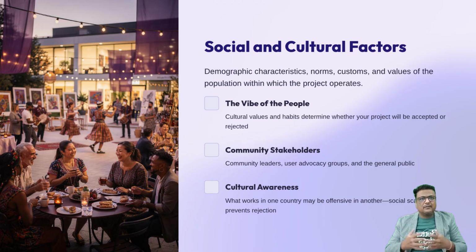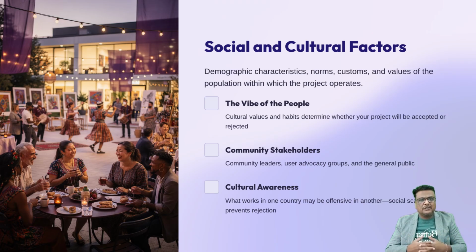If you're building a product for a country where the culture values privacy above all else, and your software is very data hungry, you have a massive social risk. This identifies stakeholders like community leaders, user advocacy groups, and the general public. I remember a project where we launched a marketing campaign that was perfectly fine in one country but considered offensive in another because we didn't do a social scan. By understanding the people's habits, you avoid the risk of being rejected by the very community you need for success.